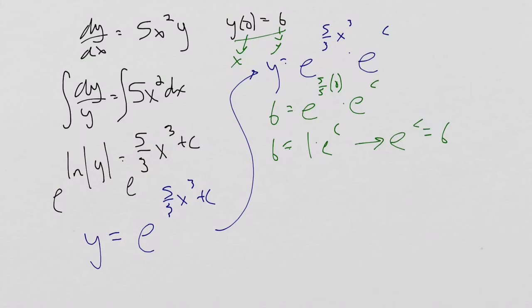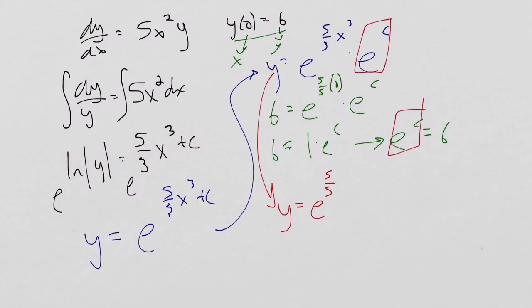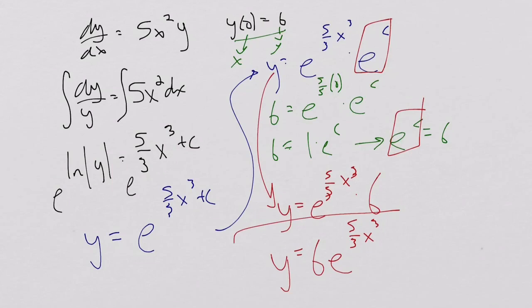So from here, that guy is going to replace this guy right here, because that's what e to the c is. So I'll take that line. I get y equals e to the 5 thirds x cubed times 6. Now I don't like the 6 there, so I'm going to slap it out front. So I get y equals 6 times e to the 5 over 3 x cubed. And that's my final answer.